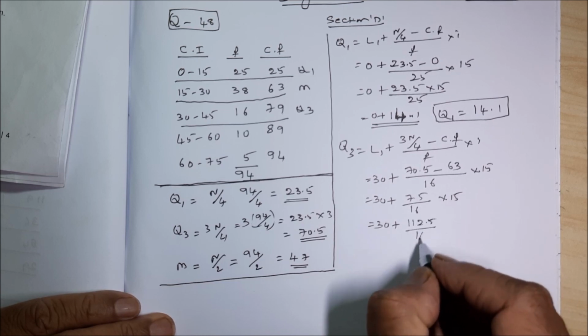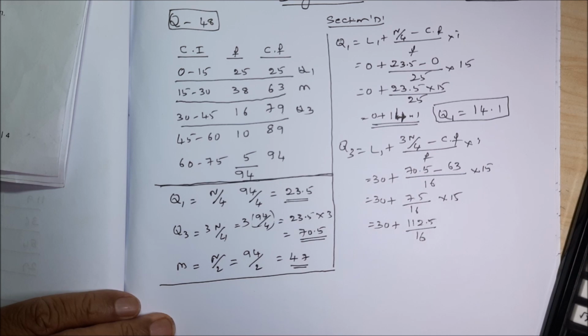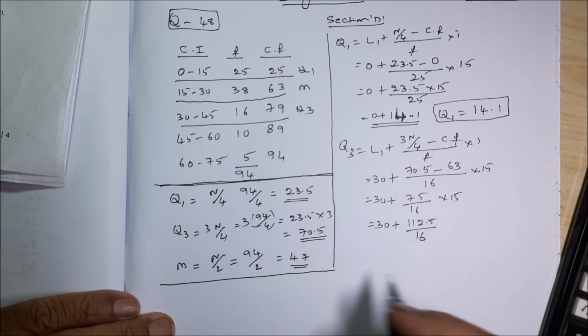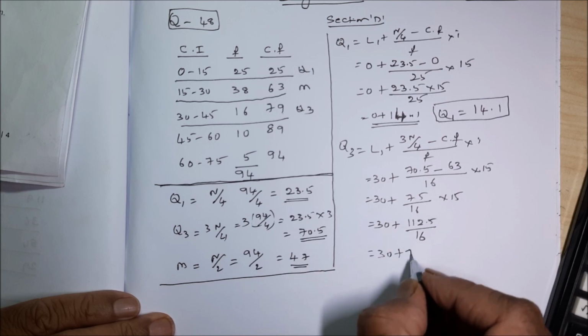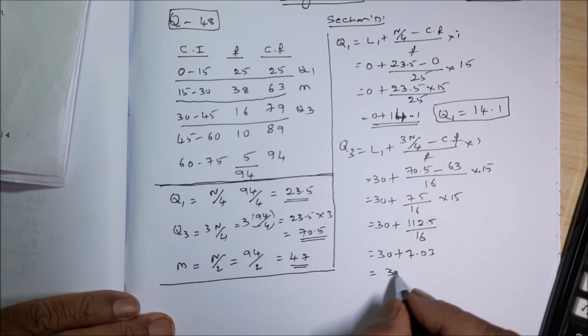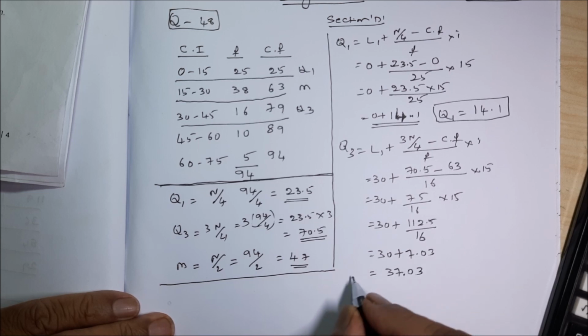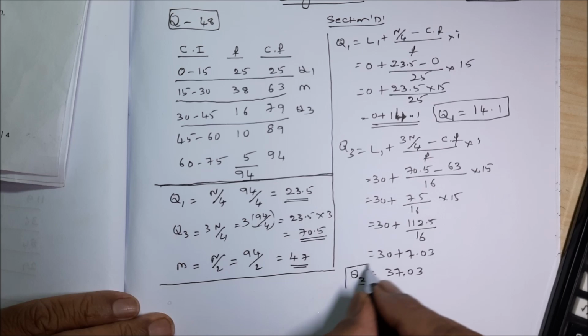112.5 divided by 16. Let me just check. 7.5 into 15 is 112.5. Now divided by 16, it comes to 7.03. So 30 plus 7.03 comes to 37.03. This is Q3.